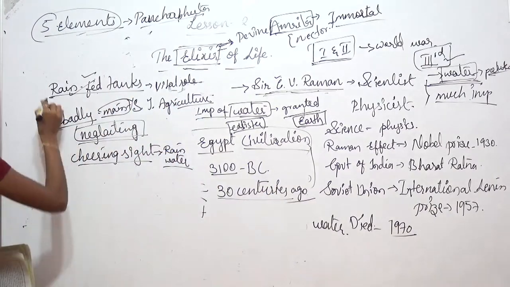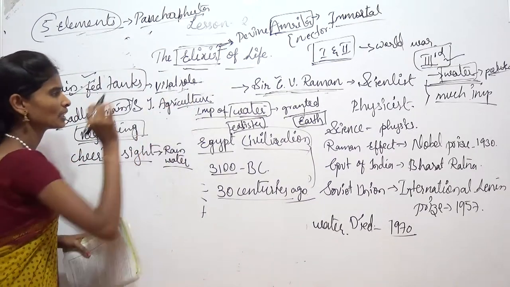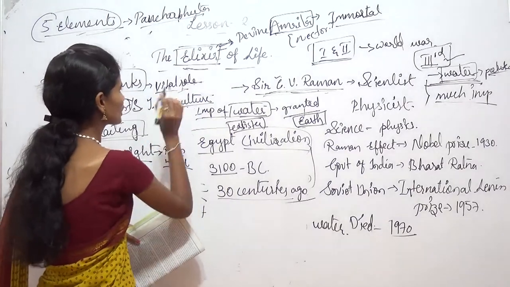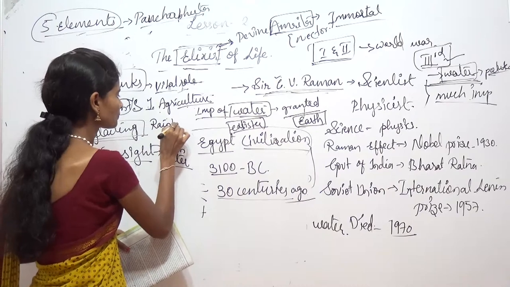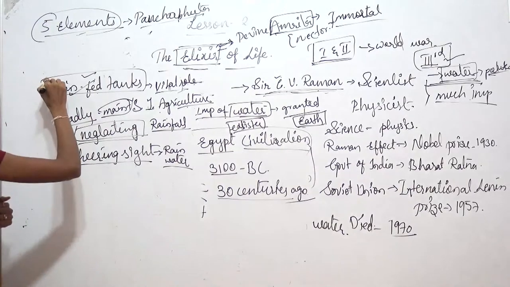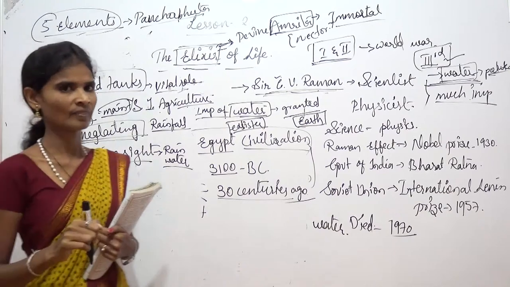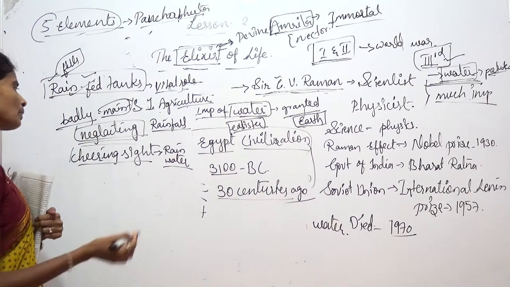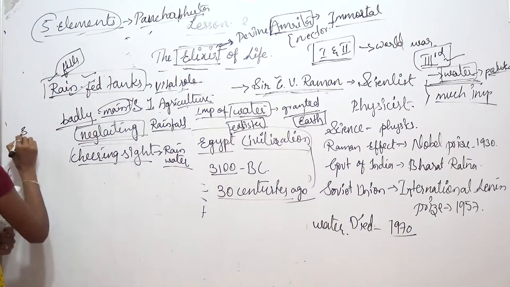Again, he was highlighting these rain-fed tanks. As I said, they play a vital role in South Indian agriculture, because South Indian agriculture depends upon seasonal rainfall. During the rainy season, these tanks will be filled with rainwater. When these tanks are full, they are a cheering sight. But pity to say, we are neglecting these tanks, and they are very shallow.